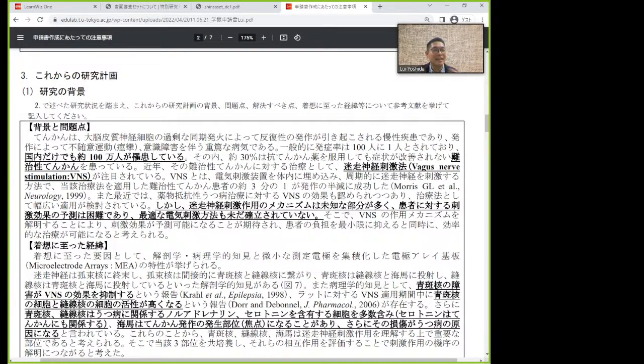So I thought it is good for revealing the mechanisms, and also there is no information about the best stimulation condition, like frequency or amplitude. So I would like to contribute to knowing the mechanism and also the stimulation condition. So this is the light background of my research.